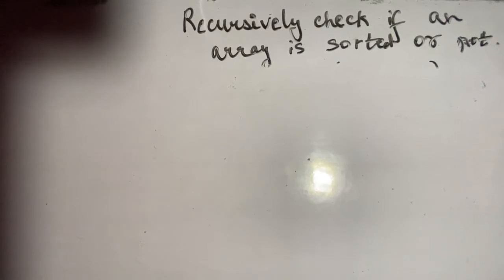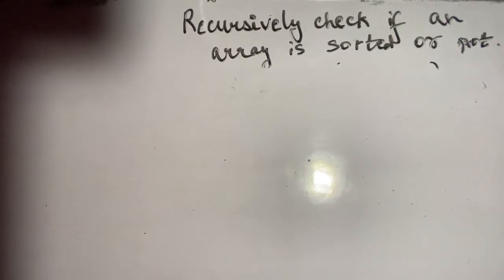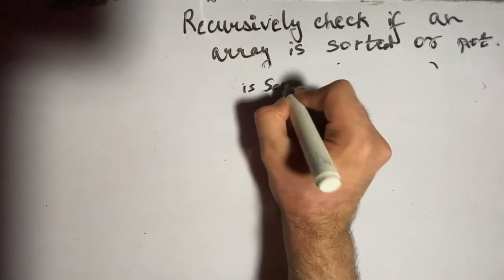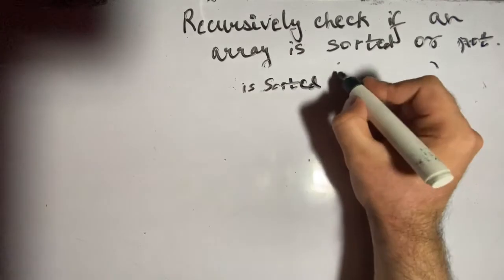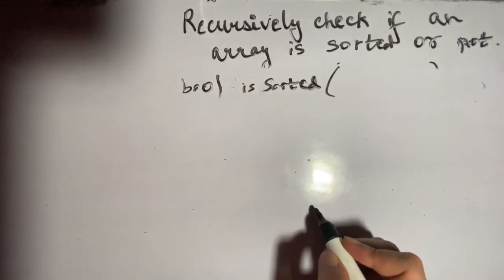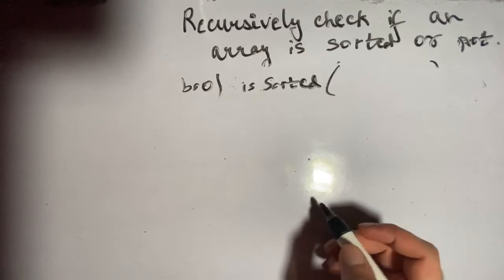Hi. So the problem here is that we have to recursively check if an array is sorted or not. We can't use loops here because the question says that we have to do it recursively only. Okay. So let's say our function is called isSorted, and the return type would be bool, true or false. If it is sorted, true. If it's not sorted, false.